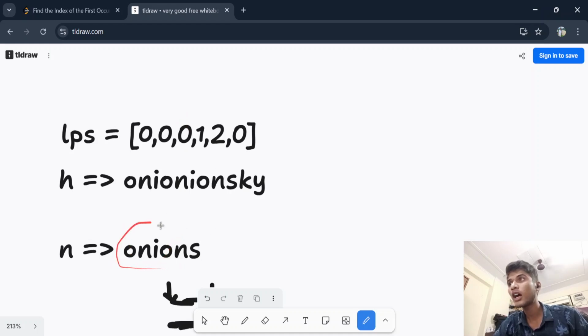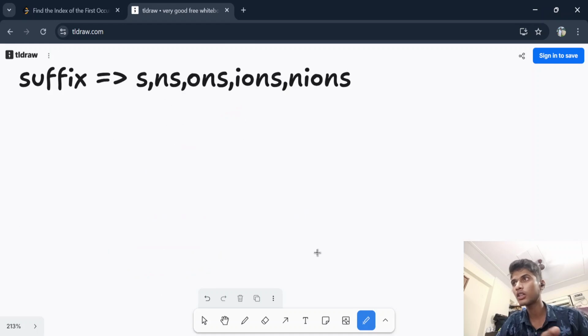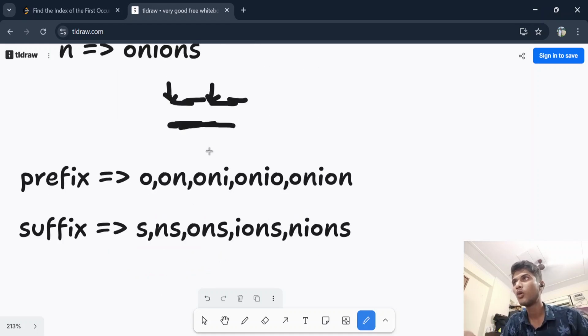If I take O and I O N, okay, onion. So ON and ON are matching and they are 2. Yes, that's why we are appending 2 to this. And if I check this ONS, if you want, you can make a common prefix and common suffix. Only this one will match.